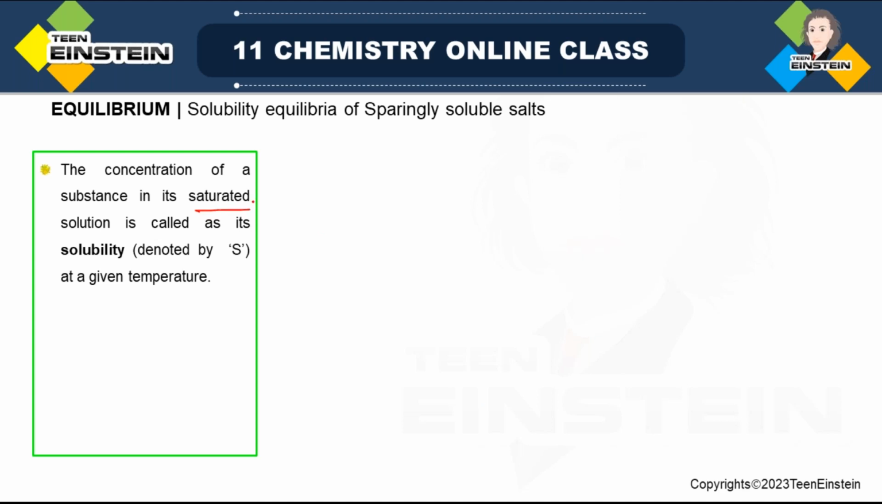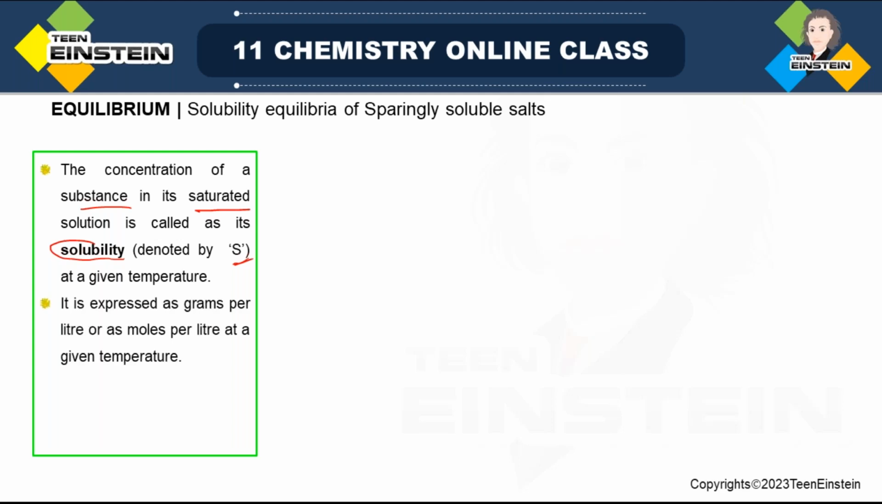Now when you have already reached the saturation state, that is, the solution is already in saturated condition, under that condition the concentration of the substance, that is the salt that we are dissolving, is called solubility, and it is denoted by capital S. And remember, it is obviously at a fixed temperature because it is temperature dependent. So you cannot compare the solubility of two salts at different temperatures, because then the comparison will not be correct. Only when the temperature is fixed can you compare solubility of different salts. So it is the concentration when saturation state is reached.